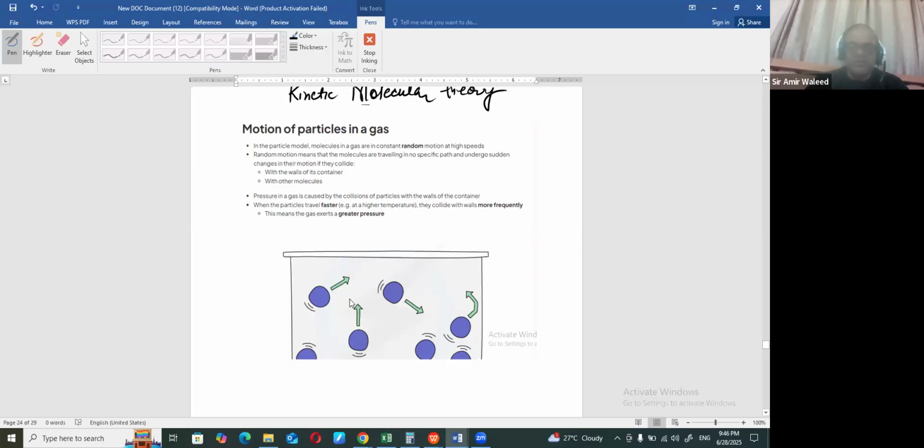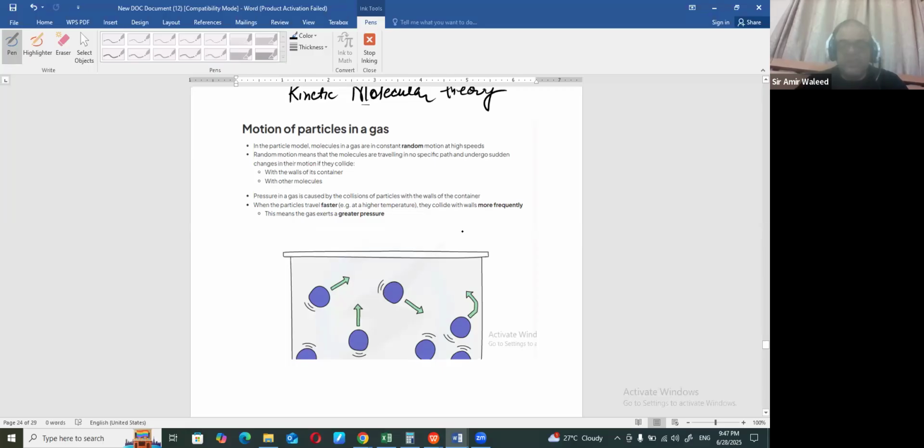Next is the pressure which they exert on the container. It is the pressure exerted on the container due to the collision of particles with the wall of the container. When the particles travel fast, they collide with the walls more frequently, which means the greater the pressure.